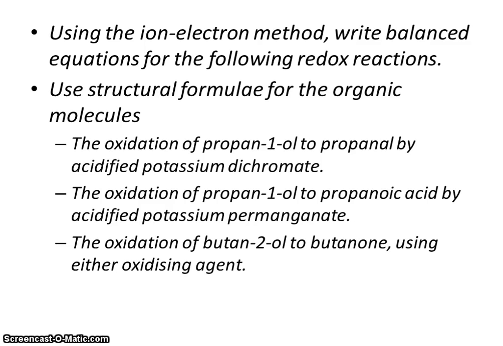Here's a question for you to have a go at. Ion electron method. Write balanced equations for the following redox reactions. Use structural formulas for the organic molecules. Okay, so there's the oxidation of propan-1-ol to propanal, so that's your aldehyde, by acidified potassium dichromate. Oxidation of propan-1-ol to propanoic acid by acidified potassium permanganate. Oxidation of butan-2-ol to butanone using either oxidation reaction.